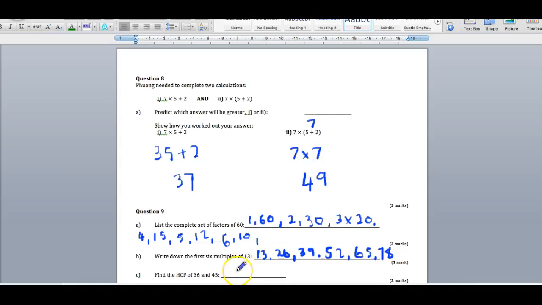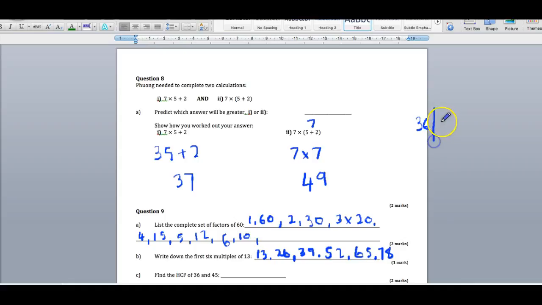All right, find the highest common factor of 36 and 45. So we want a number that goes into both 36 and 45. You can write the factors if you like. So if we did maybe 36 first, I'll just do it over here because we're going to run out of room.